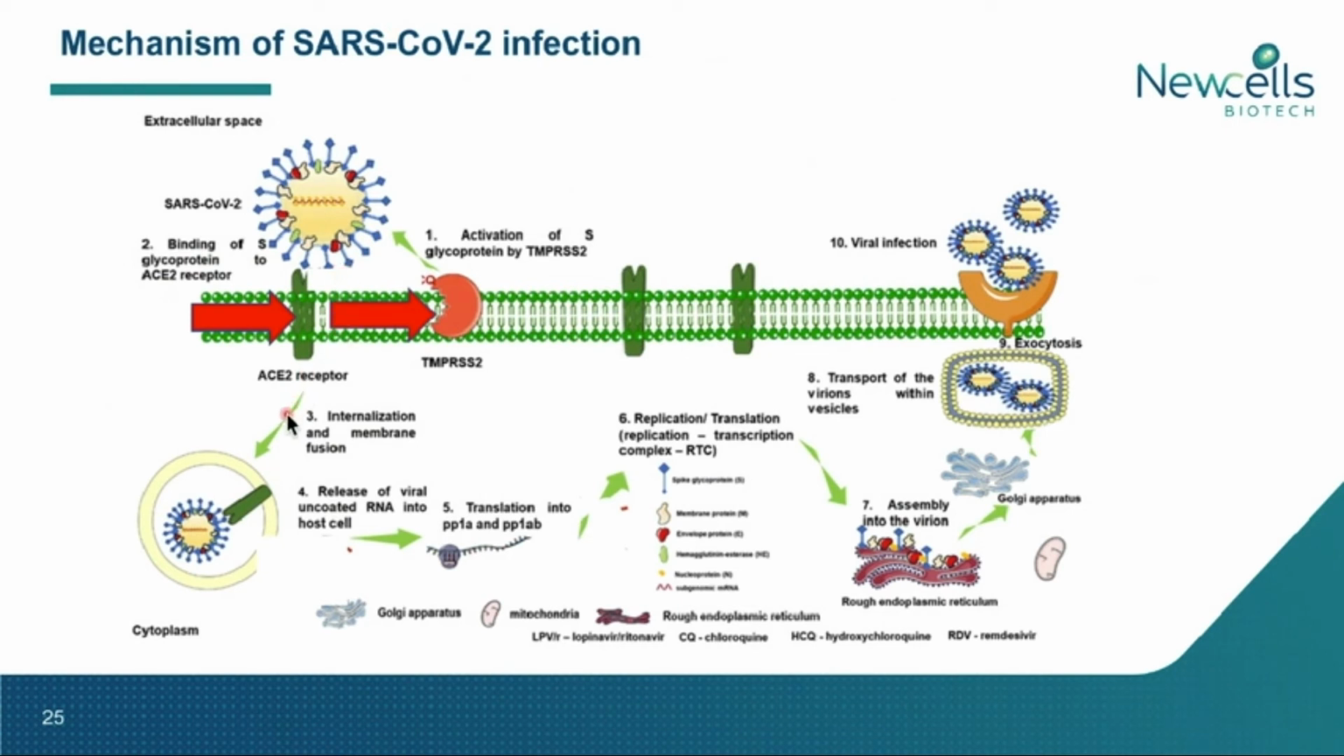Once that's taken place, it's able to internalize and will become encapsulated in endosome-type membranes. Once that event has taken place, the viral RNA can be uncoated, can begin to replicate, but also can be transcribed to produce the polypeptides, which are going to be responsible for production of more spike glycoprotein, membrane proteins, envelope proteins, and all the things that the ER and the Golgi need to be present to assemble new virions, which can then be exocytosed from the cell.